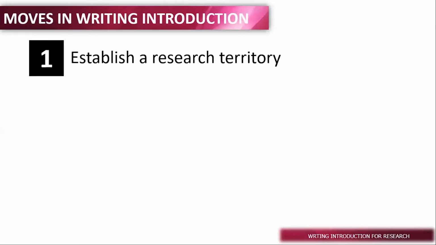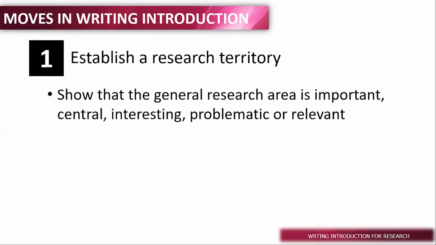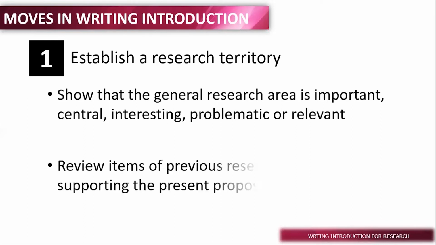To start the introduction, the researcher must show the general research area is important, central, interesting, problematic, or relevant in the current situation. Establishing a research area allows the researcher to describe the context of the present study as well as the reason for conducting it. The general research area, as claimed by the researcher as important, problematic, or relevant, must be supported by previous research in the same area to prove that claims are based on studies and not just mere assumptions.